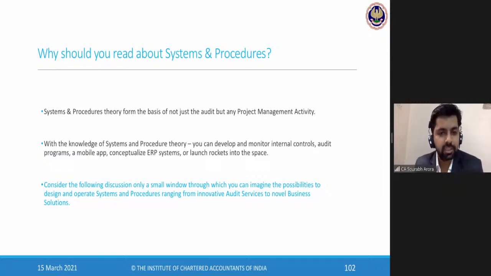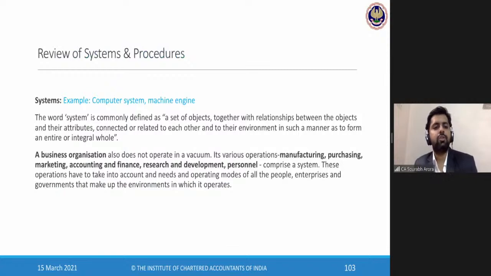Consider the following discussion only a small window through which you can imagine the possibilities to design and operate system and procedures, ranging from innovative audited services to novel business solutions. So, this is just a brief glimpse into the systems and procedures. So, system, what is a system? Example: computer system, machine, engine.